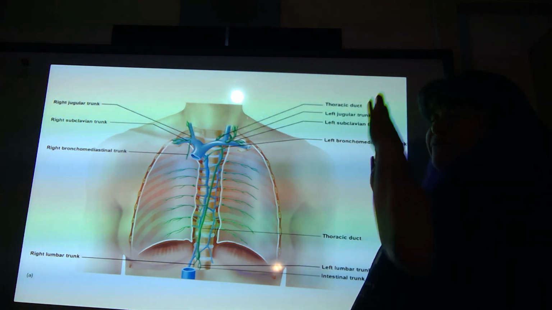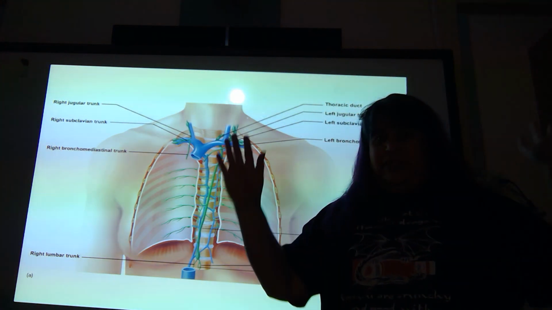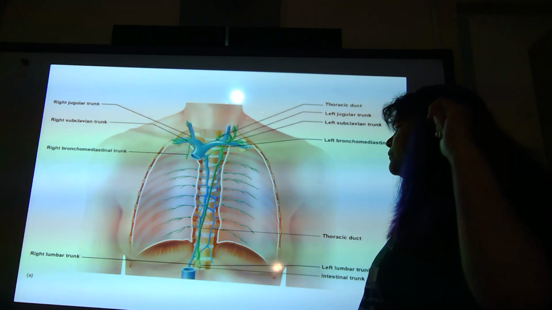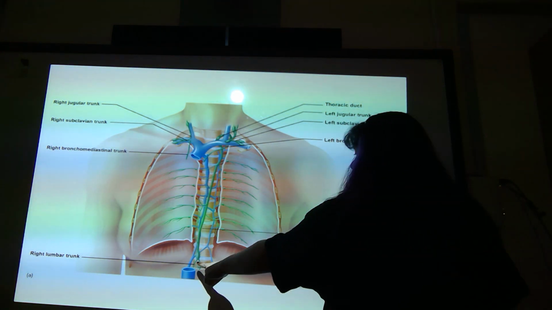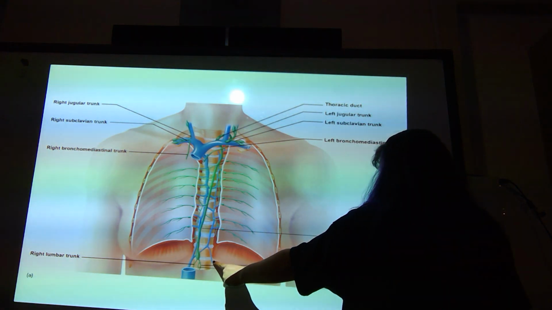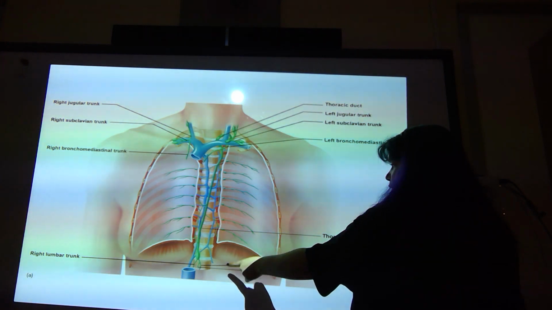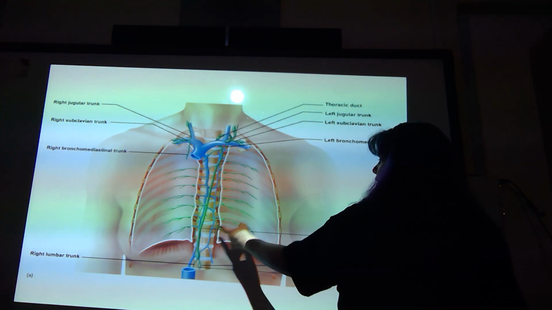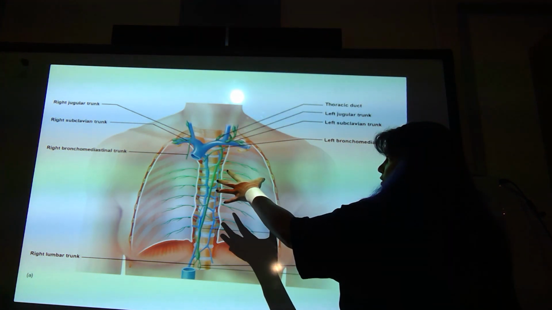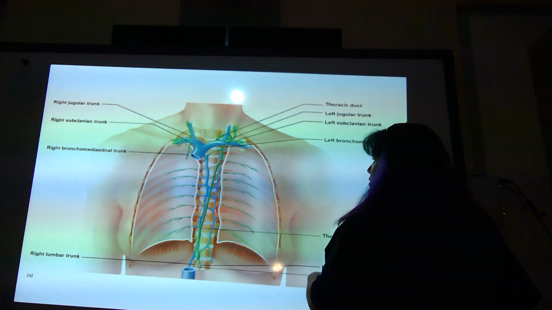So you've got left, again, patient's left, patient's right. You've got the right lumbar trunk, the left lumbar trunk, the intestinal trunk, and then there's that thoracic. Again, where your heart and your lungs are, that's the thoracic cavity, so that makes sense.